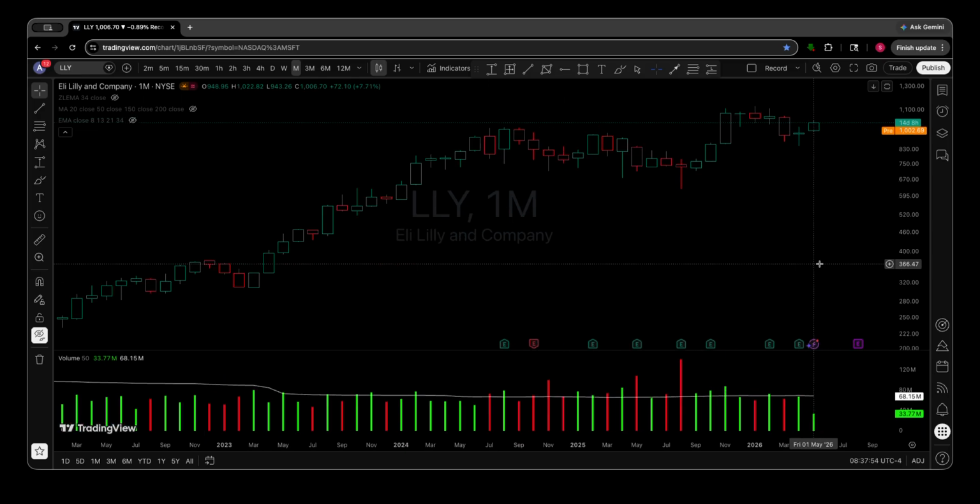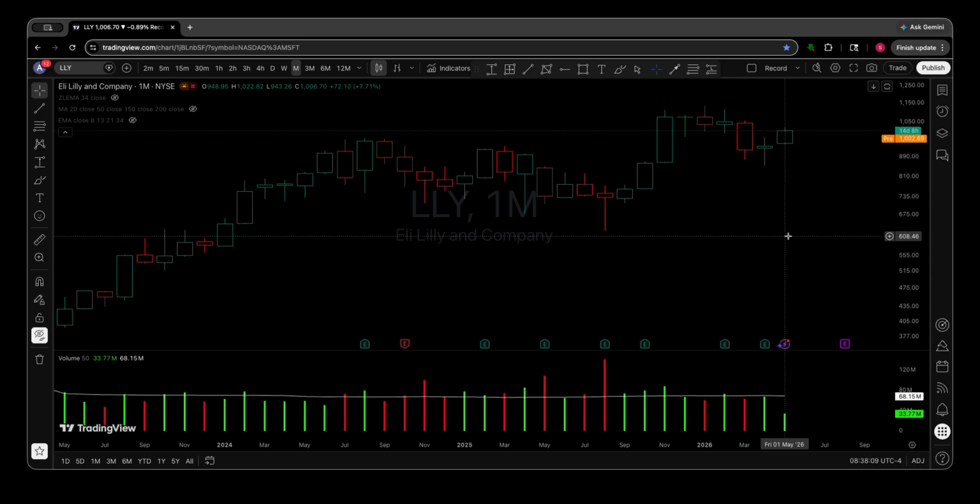and it looks like a lot of things are going really well for Eli Lilly, especially with the weight loss drugs and the obesity drugs revolution that's going on, at least in the US, and they are trying to expand it towards the rest of the world. So let's look at what the chart is saying. We are looking at the monthly chart.